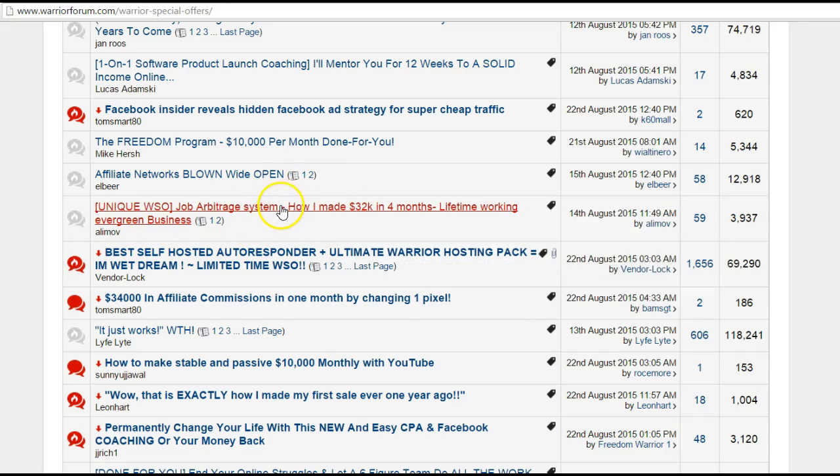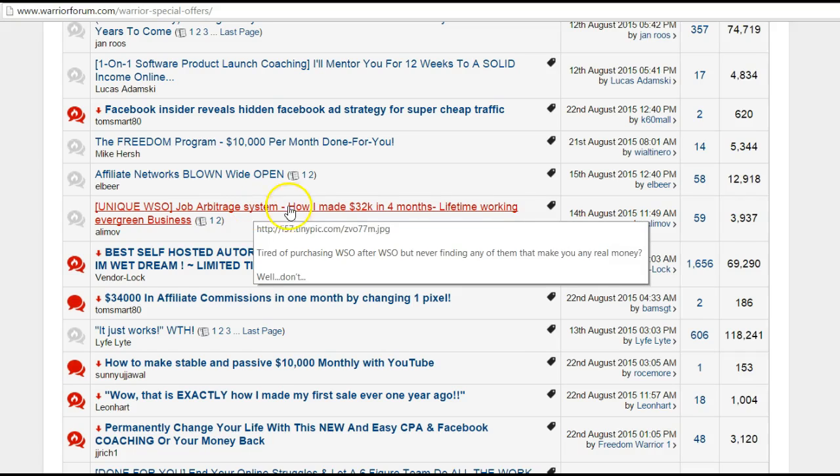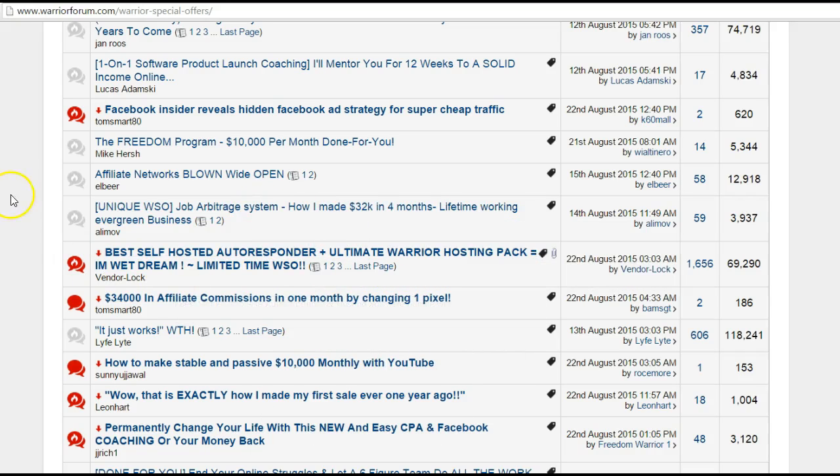An arbitrage system. An arbitrage system is very simple. You basically just find people who are needing a service, and then you find someone else who's providing the service, and you simply match them up, and you make money that way.